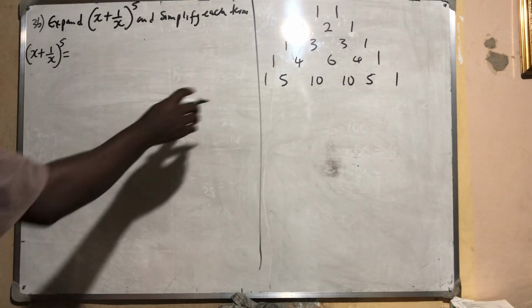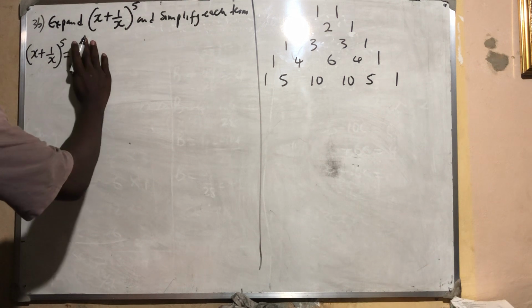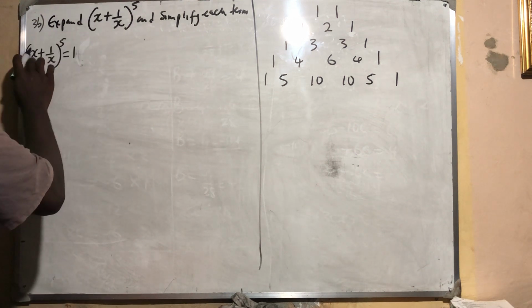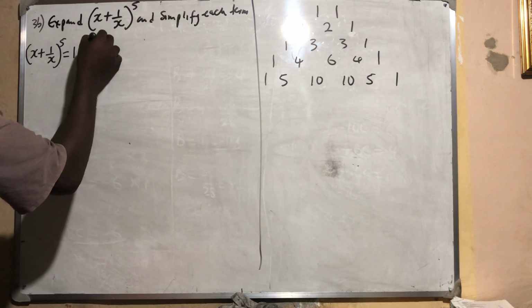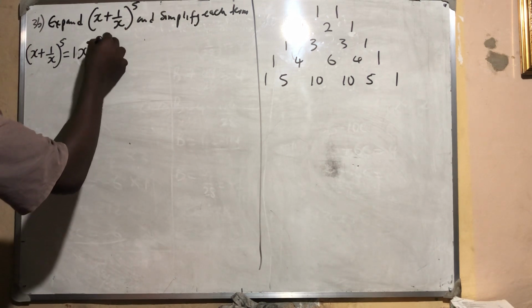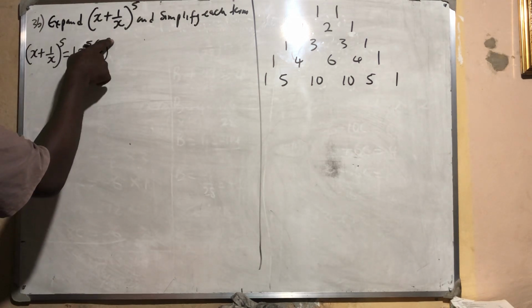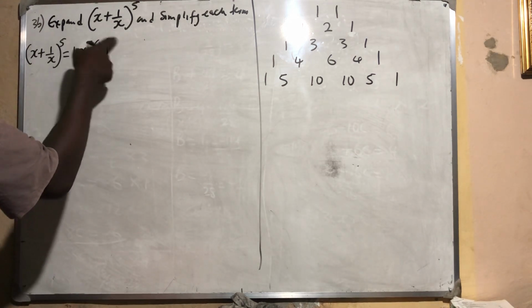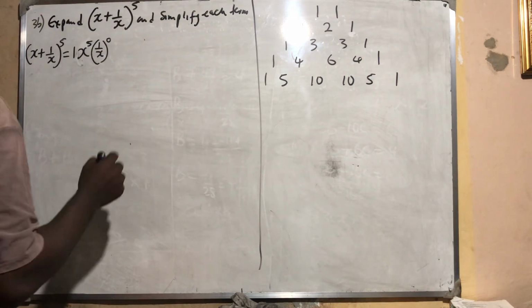What do I mean by that? Let me pick the first one. 1. We start from this first person, the boy. The boy will start from x raised to power 5, while the girl, 1 over x, will start from raised to power 0. The boy starts from 5, the girl will start from 0. Then the boy will be giving the girl 1, 1, 1 till the boy turns 0. You stop. That's all. Very simple.